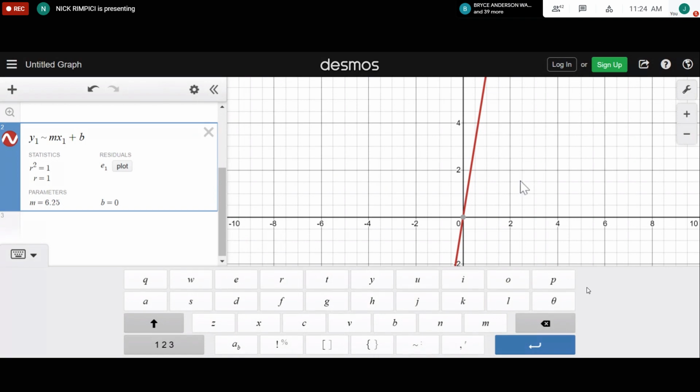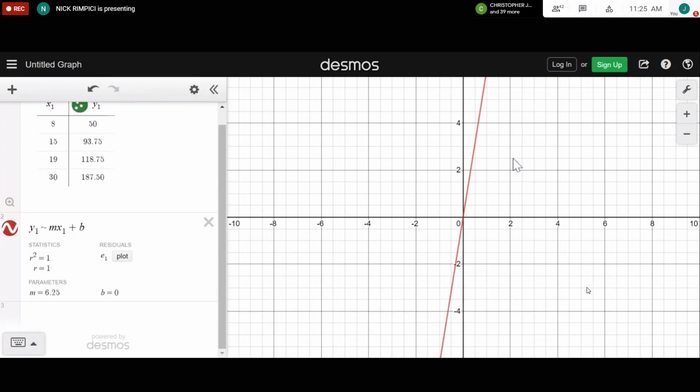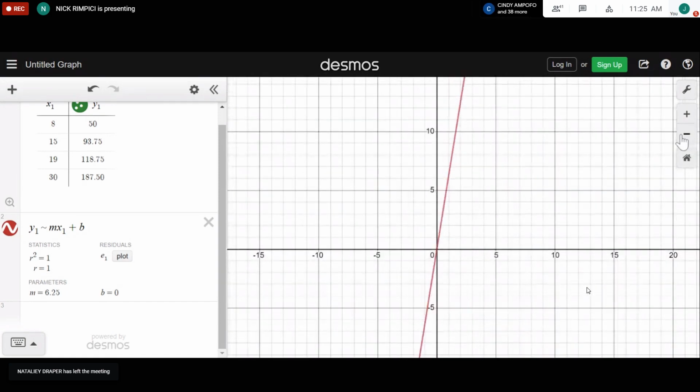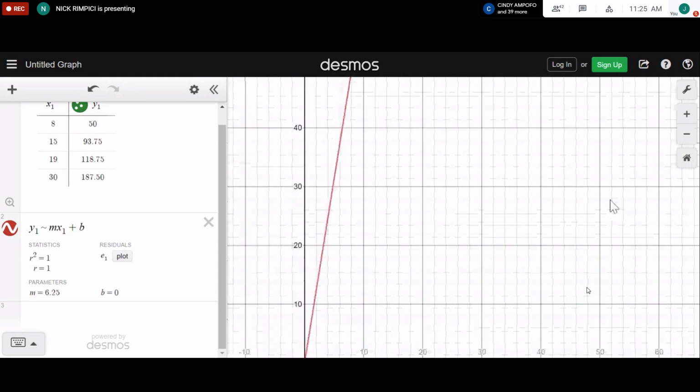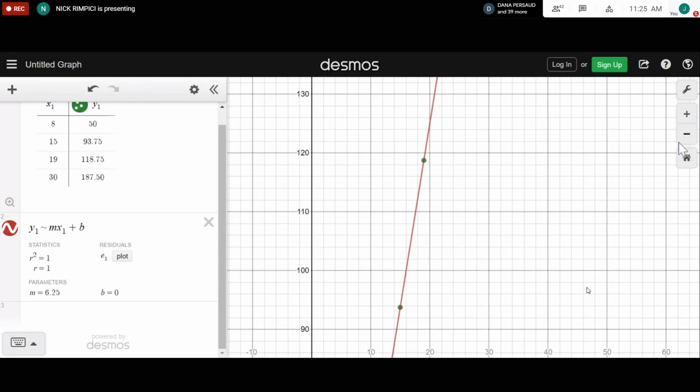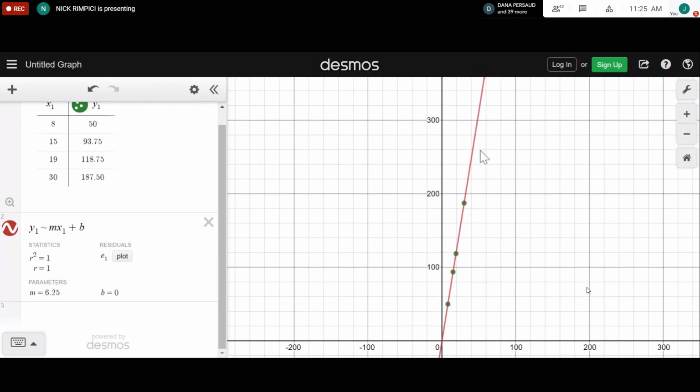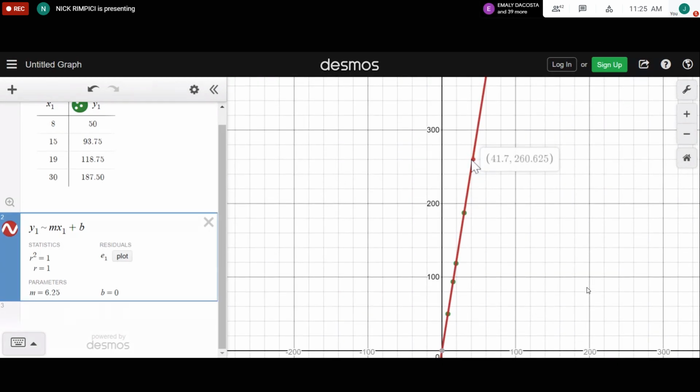And then once you have this, they ask how much you make for working 40 hours. So I can just scroll over to 40, let me zoom out a little further. So 40, okay, 40. So if you work for 40 hours, you're going to make 250, because when x is 40, the output is 250. So if you work 40 hours, you'll make 250 bucks.